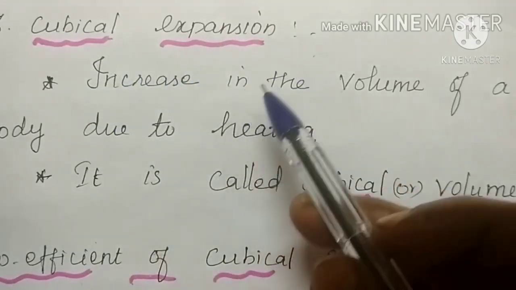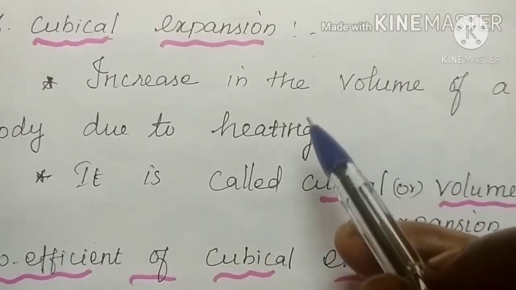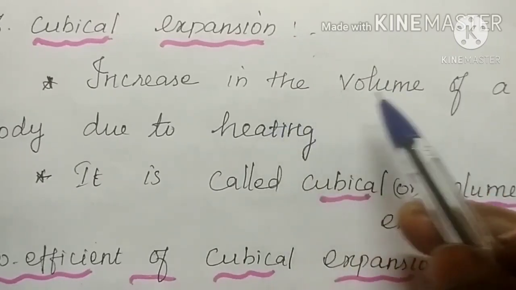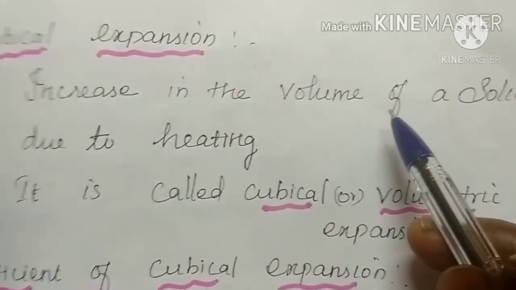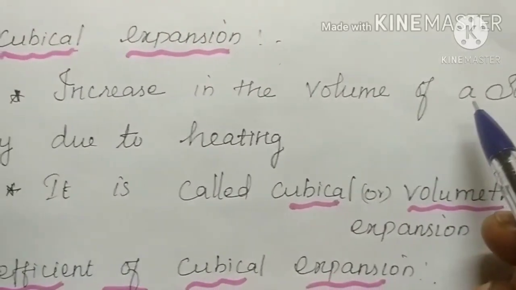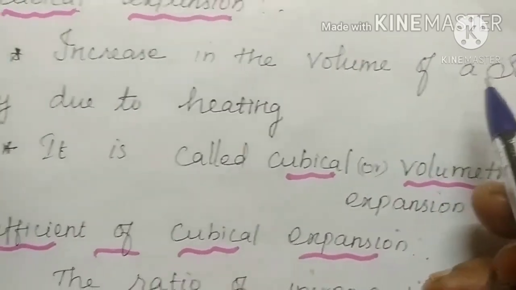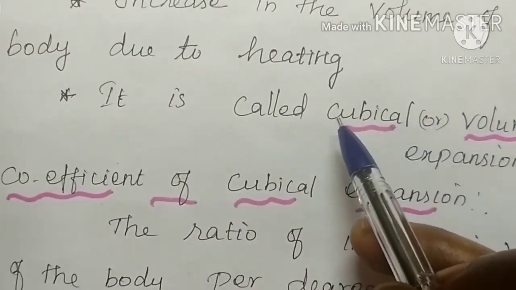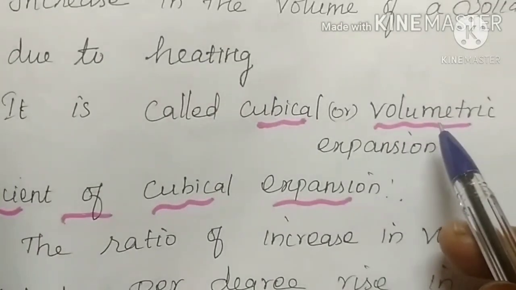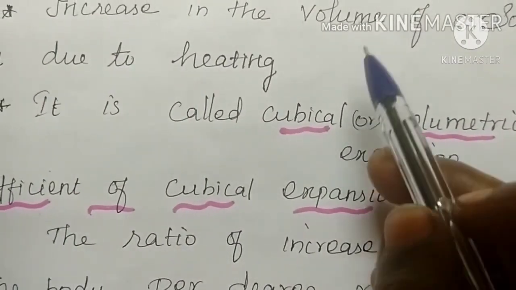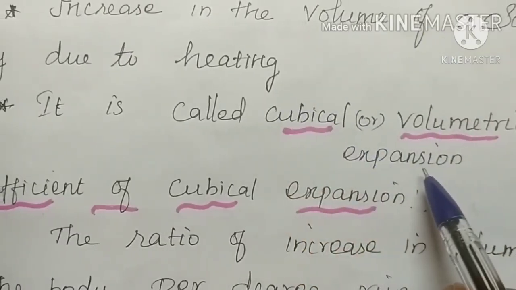So here, when we are applying heat energy, the volume of an object increases. Increase in the volume of a solid object due to heating is called cubical or volumetric expansion.